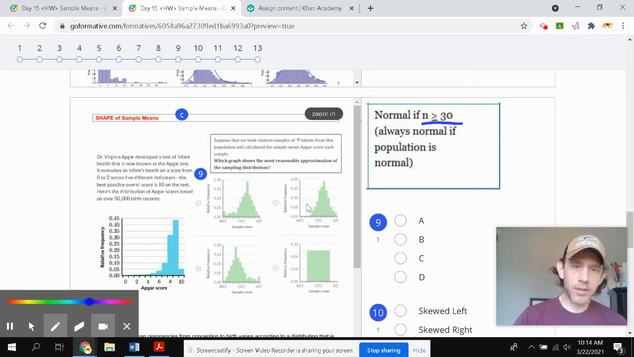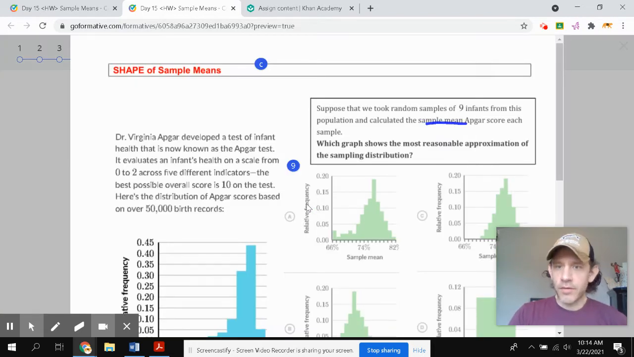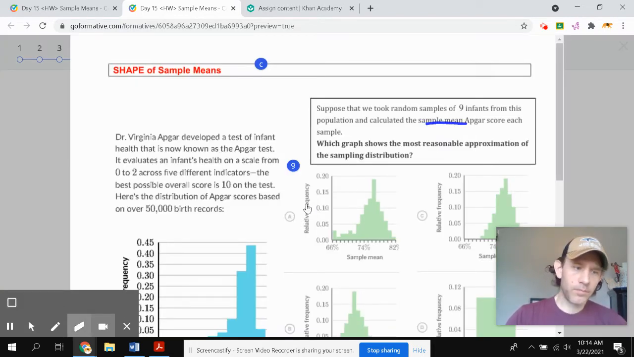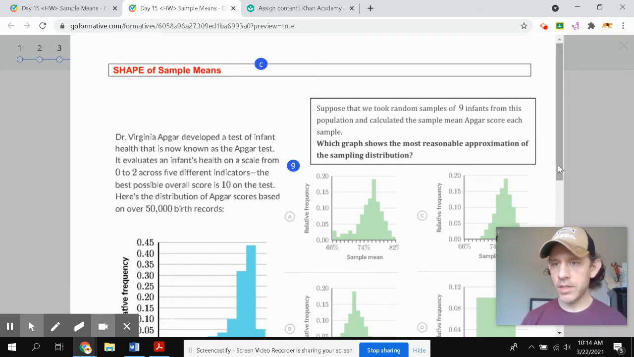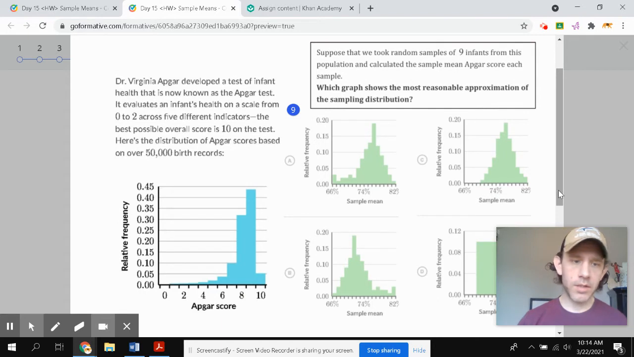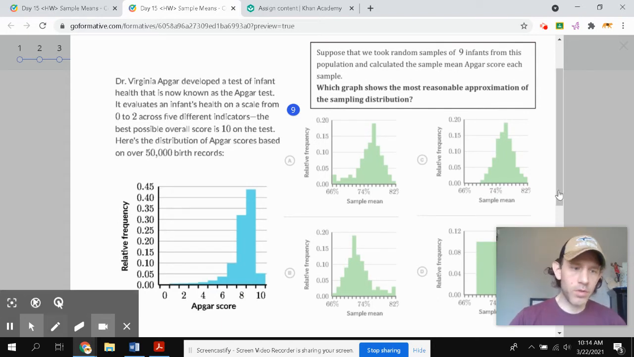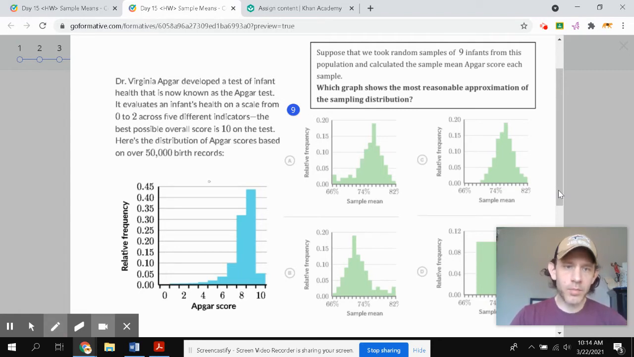So let's take a look at this first example, number 9. Number 9 shows us a graph of the population. That's in blue. The graphs of the sampling distributions are the choices that we have in green. So let's take a look now and determine which of these sampling distributions would best approximate the actual sampling distribution in this case. Okay, so let's first figure out what we're looking at. So here's the population distribution. It's talking about the APGAR scores.